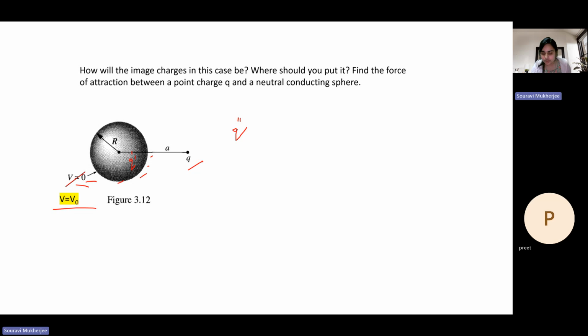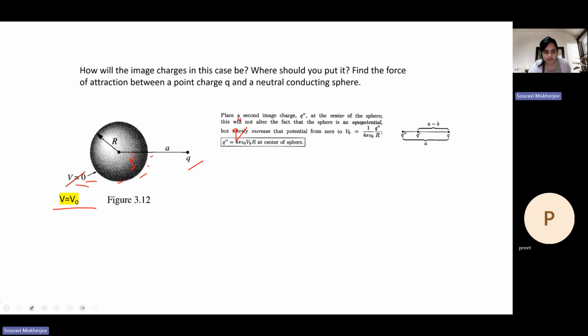How can you do that? So basically what you can do is you can place a second charge Q double prime at the center of the sphere such that V naught is equal to 1 by 4 pi epsilon 0 Q double prime by R. So you know what V naught you want. That is already specified in your question. You know the radius of your sphere. So you basically know what charge to put at the center so that the potential here becomes V naught.